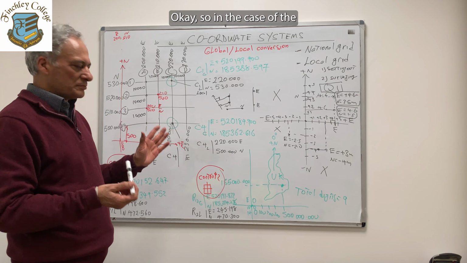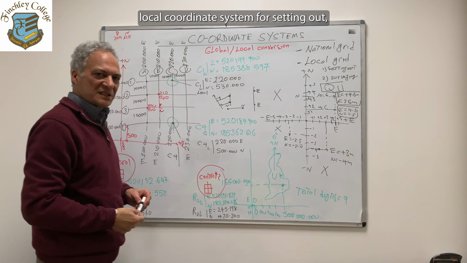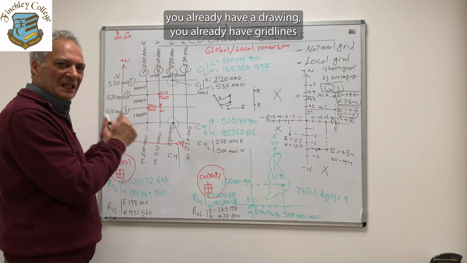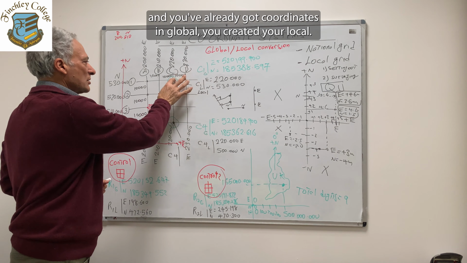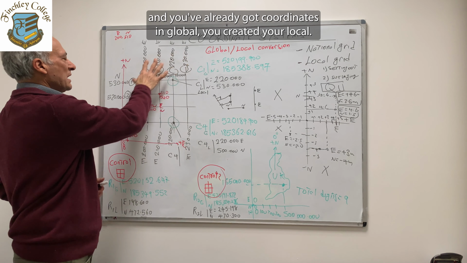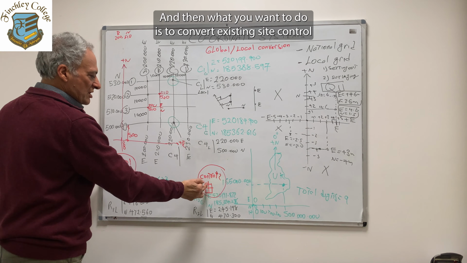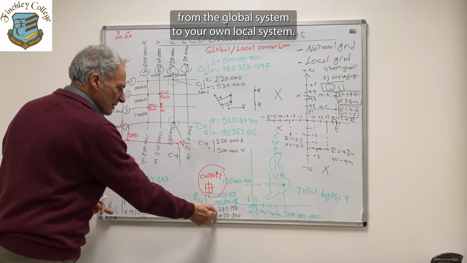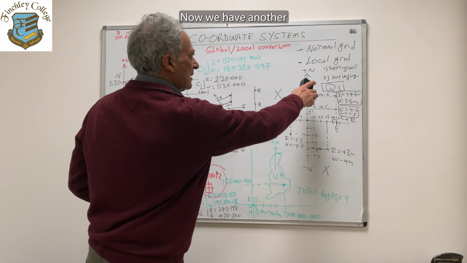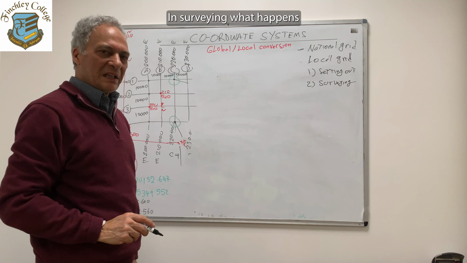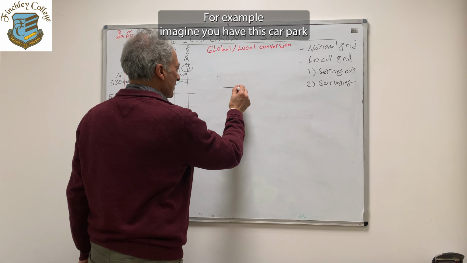In the case of the local coordinate system for setting out, you already have a drawing, you already have grid lines, and you've already got coordinates in global. You created your local, and then what you want to do is convert existing site control from the global system to your own local system. Now we have another local system for surveying. In surveying, for example, imagine you have this car park.